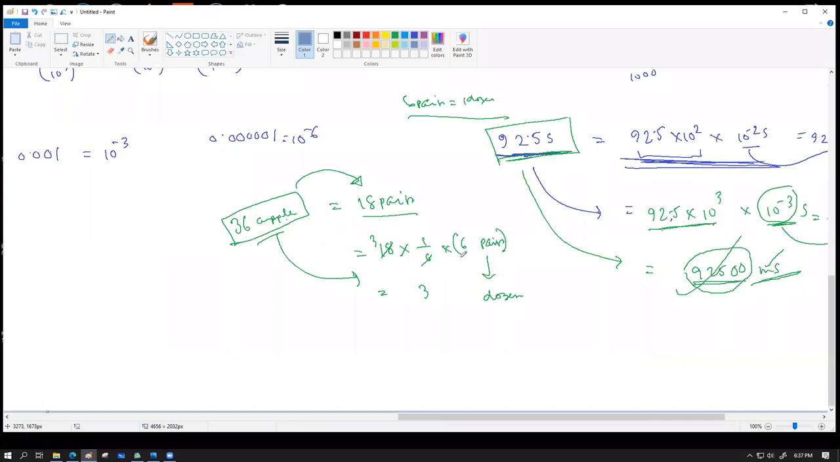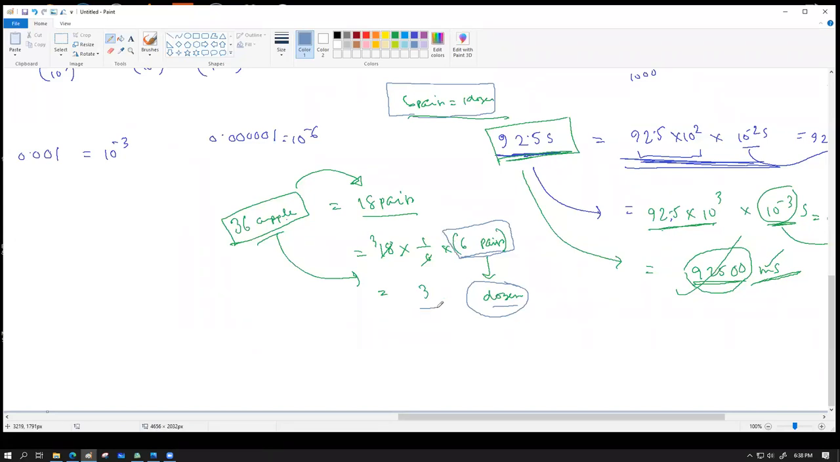Okay. Because I'm going to use this entire expression as a single thing, that is dozen. I don't want to hamper this, because 6 pair equals 1 dozen. So I don't want to mess up this 6, because 6 pair is 1 dozen. If I want to write the word dozen, I need to have 6 pair. I can replace this entire phrase, 6 pair, with a single word, dozen. So I kept this much intact and did the numerical calculation with the rest of the numbers.